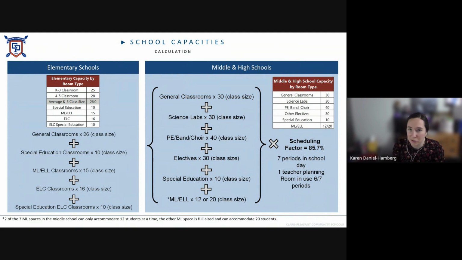There's an added level of complexity at the secondary level because we need to account for teachers getting a planning period throughout the day. So we do a similar calculation there. We multiply all of the class types by their respective class sizes, but then we apply a scheduling factor. The scheduling factor in this case is going to be 85.7%, and that accounts for every teacher getting 1 planning period per day.